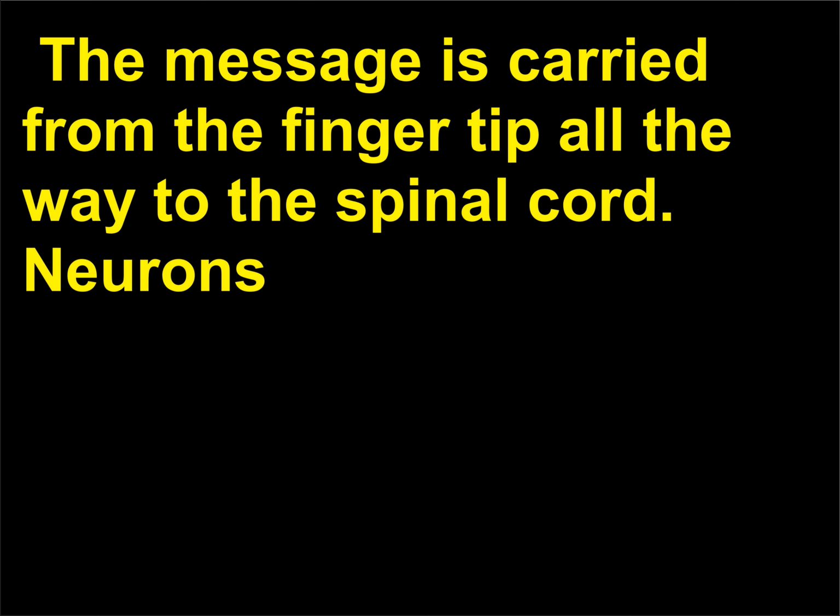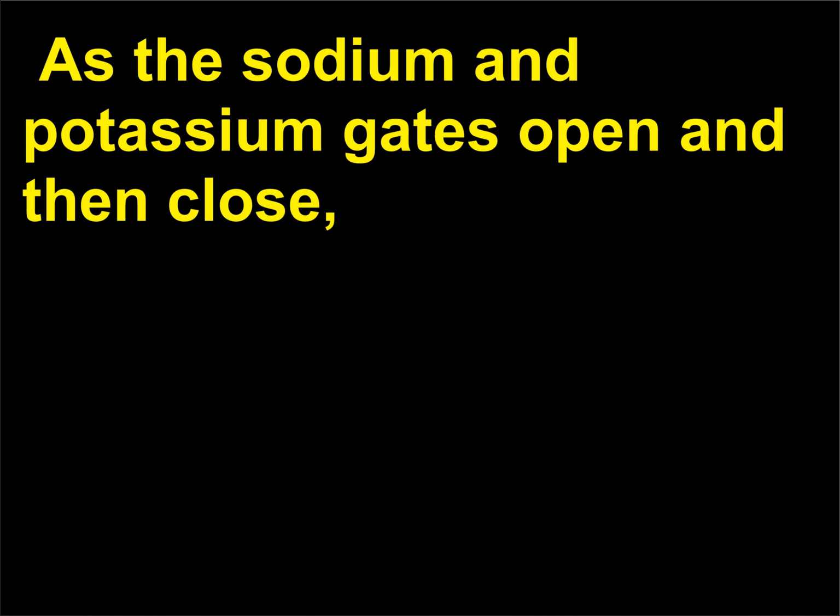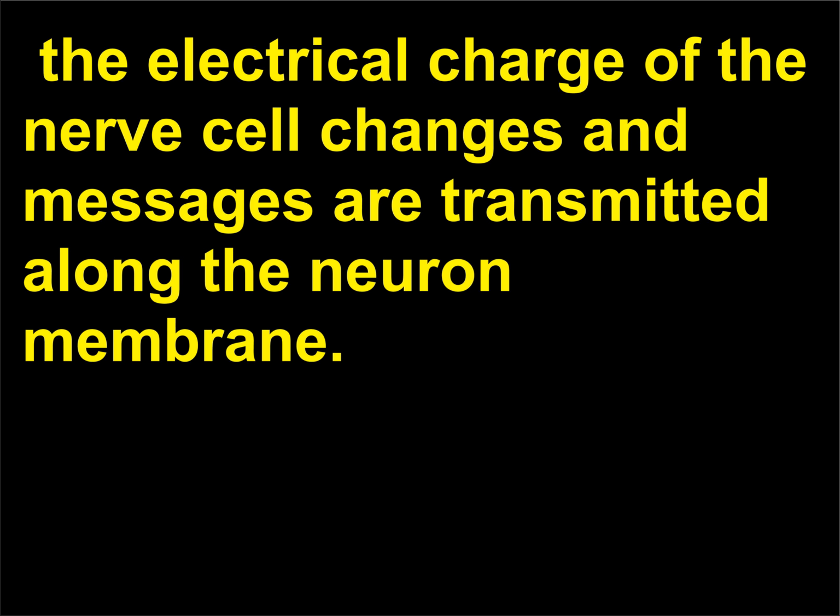Neurons maintain a concentration of sodium and potassium ions, Na+ and K+, respectively. The openings present in membranes allow these ions to pass through. As the sodium and potassium gates open and then close, the electrical charge of the nerve cell changes and messages are transmitted along the neuron membrane.